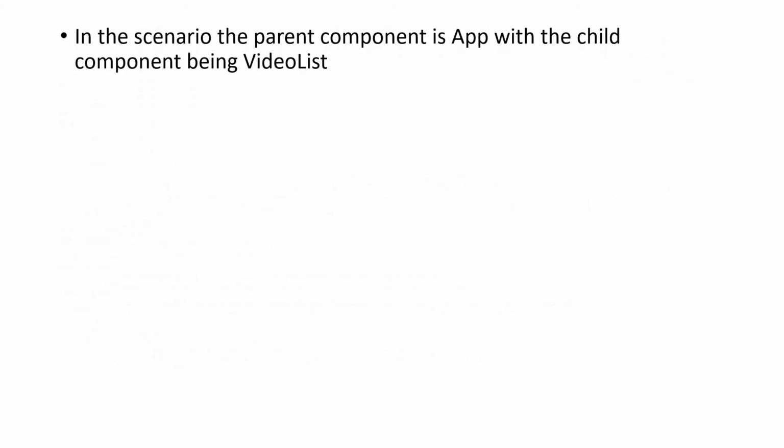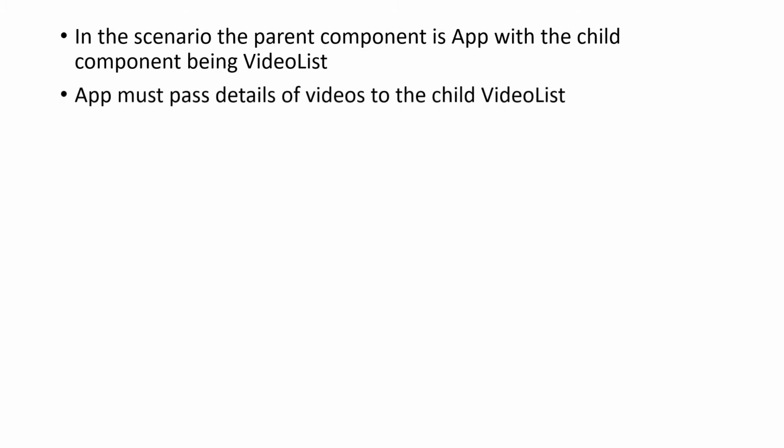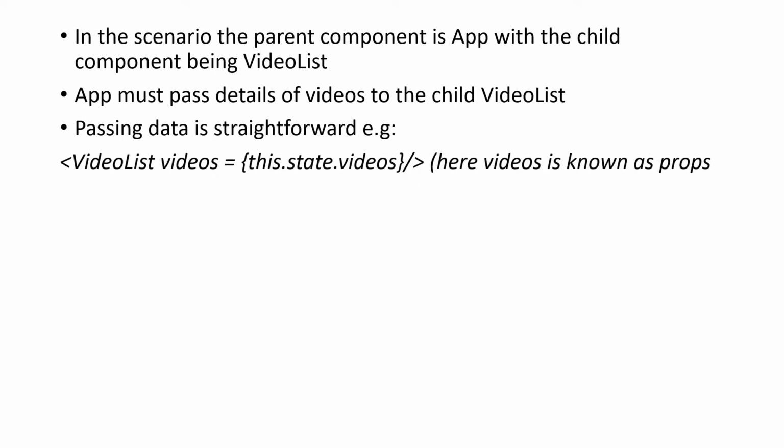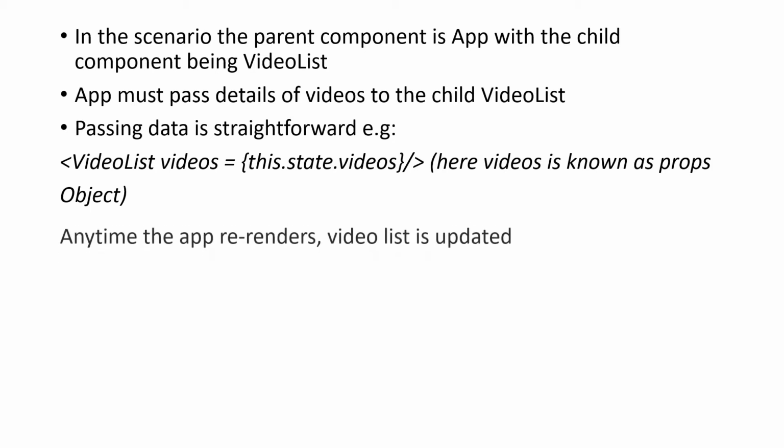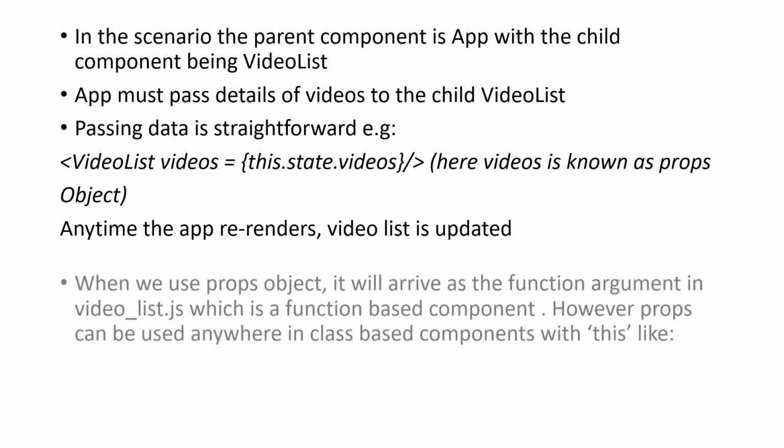In the scenario, the parent component is App, with the child component being VideoList. App must pass details of the videos to the child VideoList, and passing the data is straightforward. This is how we pass the data: VideoList videos equals, within a pair of curly braces, this.state.videos. Here, videos is known as the props object. Anytime the App re-renders, the VideoList is updated.